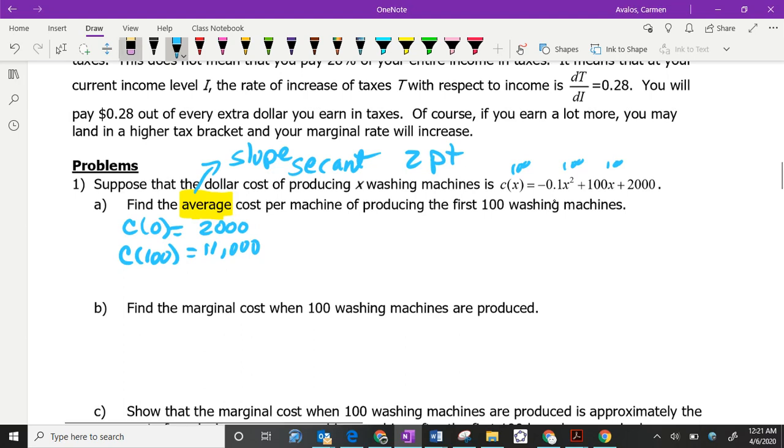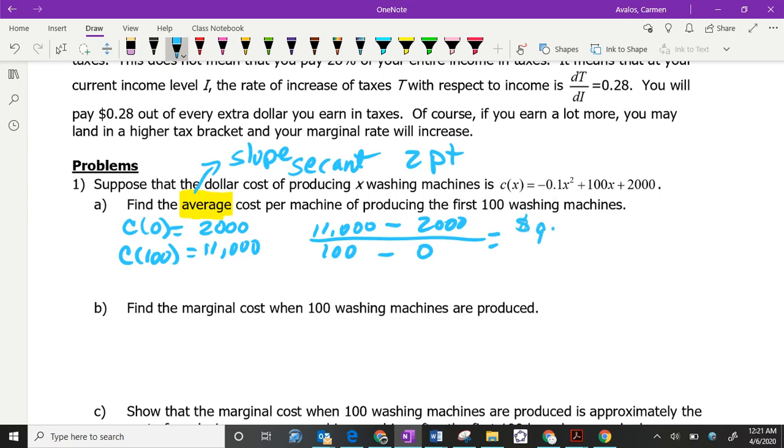So now I have 2 points and I want the slope of the secant line. So it's still going to be y2 minus y1 over x2 minus x1, all the slope information from regular algebra. You're going to apply it now. So 11,000 is coming from this point, so that means I have to put 100 down there. That's the x value. We're subtracting them. This is 2,000 coming from one and then the 0 coming from the other. So when you calculate this, it turns out to be $90.